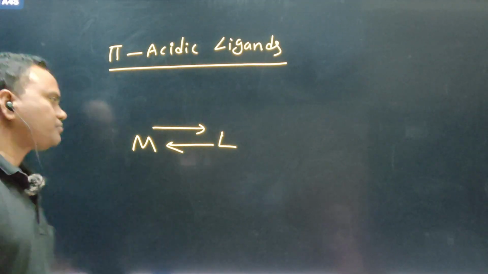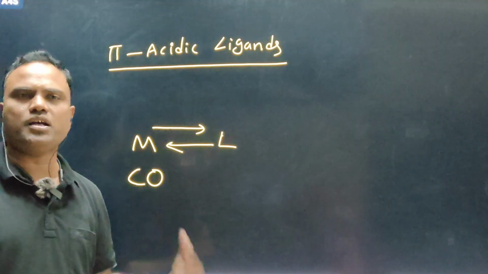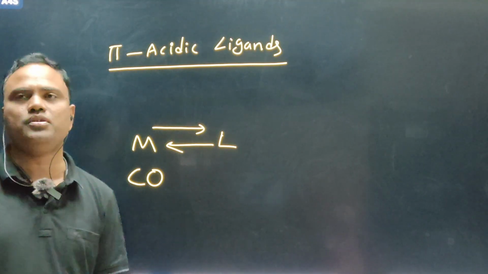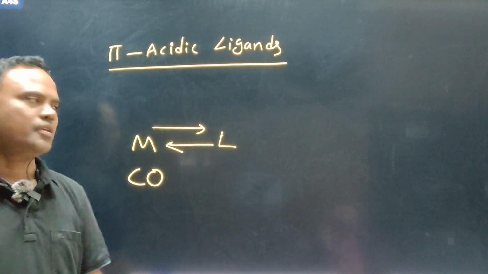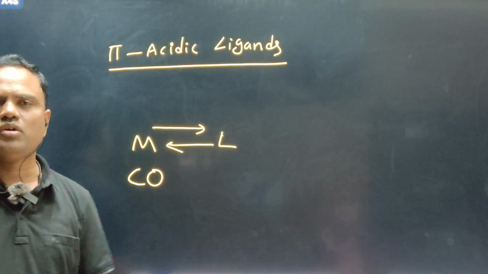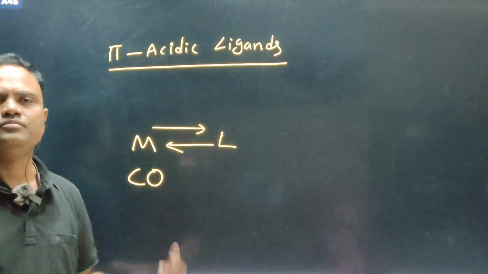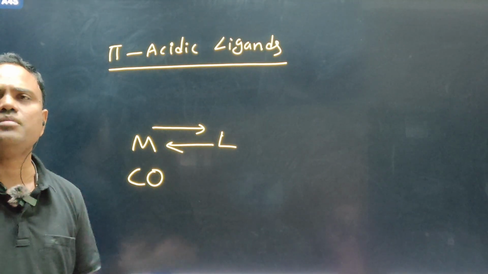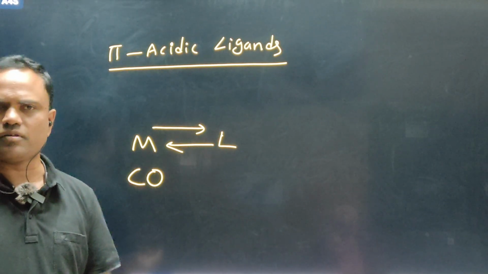See the reason. Let us take one ligand, CO. An example of a pi acidic ligand is CO, the carbonyl ligand, a very important monodentate neutral ligand. You know chemical bonding. How many electrons are present in this? 8 plus 6, 14. 14 electrons are present or not?